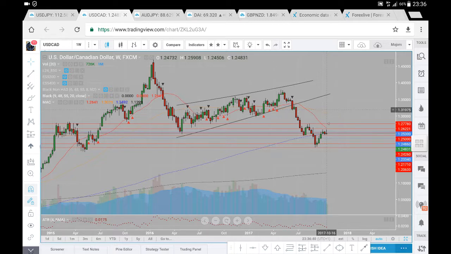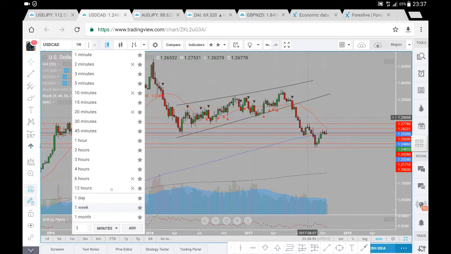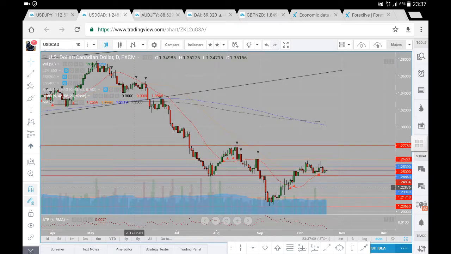But we do have to bear in mind, if we do retrace all the way down to 123.34, the chart would appear to post another lower high in the context of the highs in August. So let's just go down to the daily time frame.